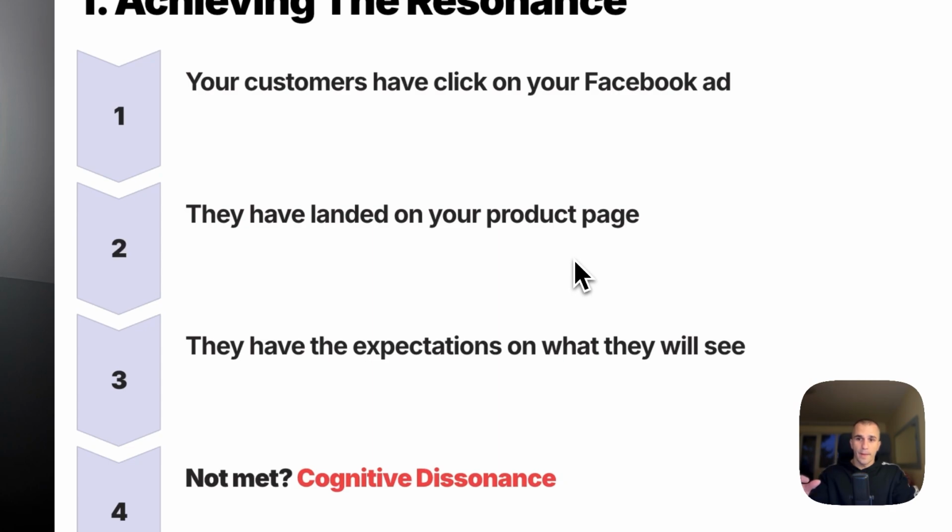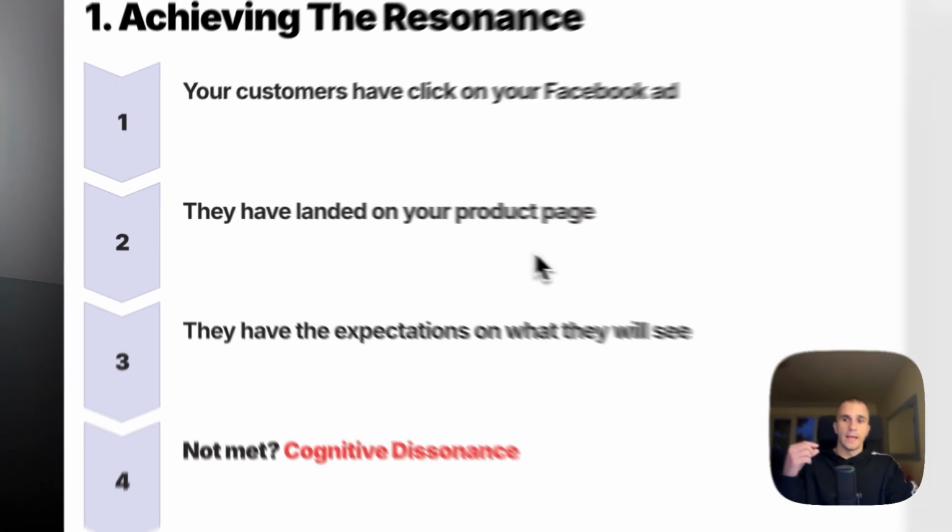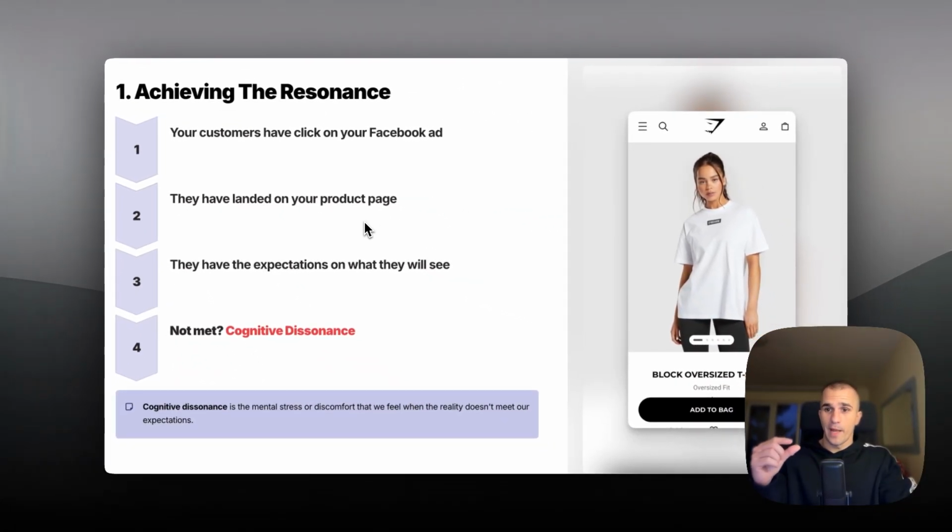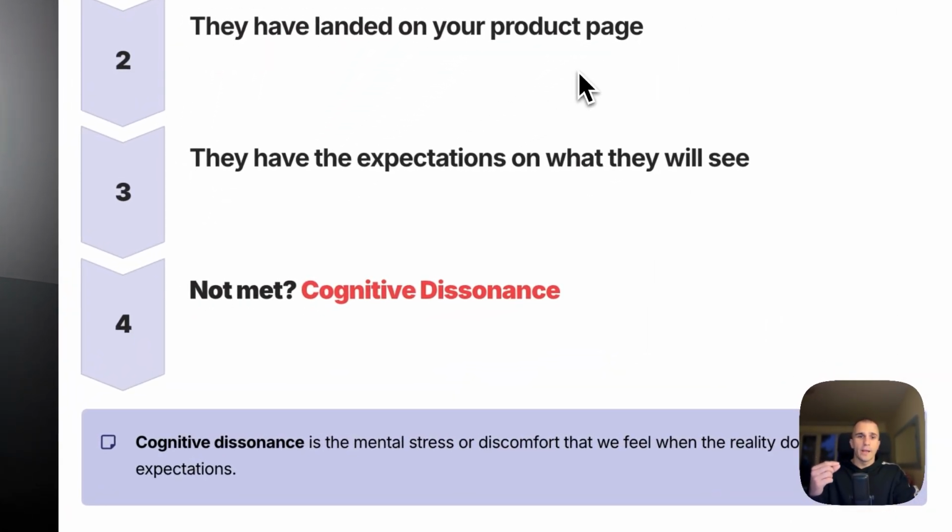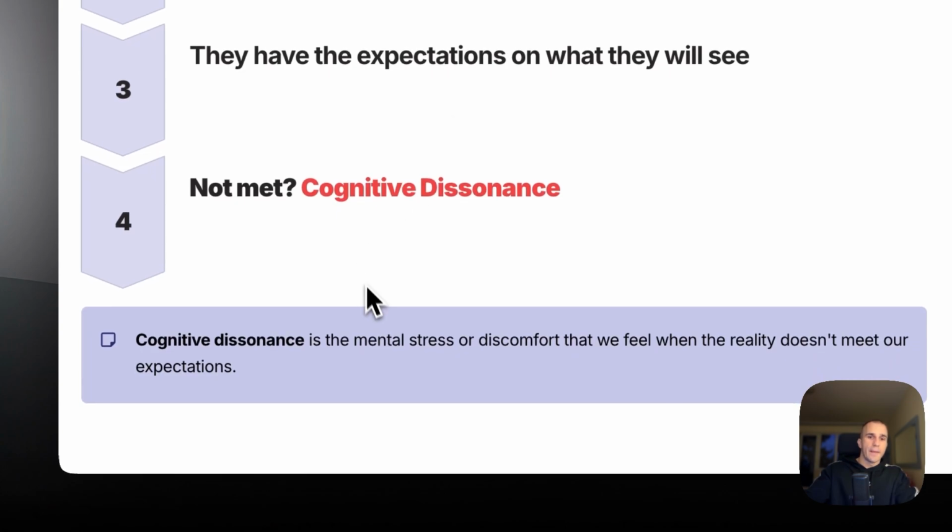customers are on your product page, they already have a set of expectations in their mind of what they will see on your product page. And the thing is that if you don't manage to match these expectations that they have in their mind, they get into the state of mind which is called cognitive dissonance. Cognitive dissonance is the mental stress or discomfort that we feel when the reality doesn't match our expectations.